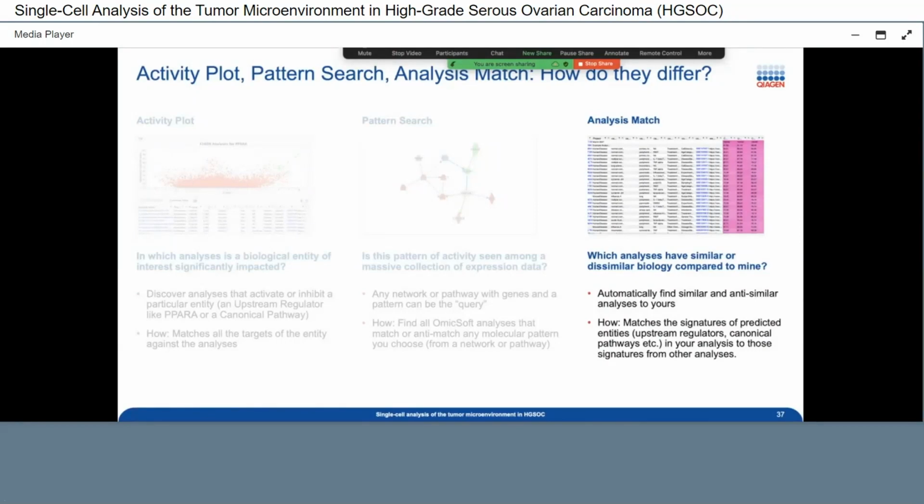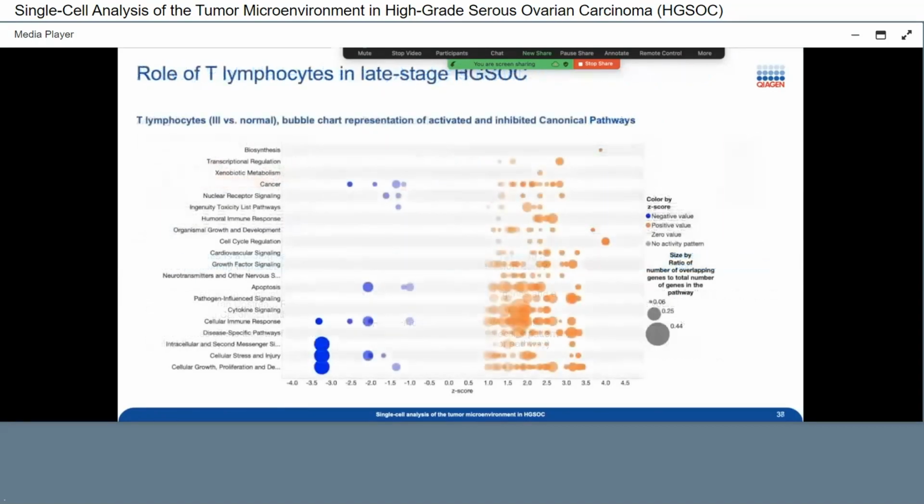And like that, you can see if your own data set that you're going to query against has any similarity with any other data set, and in what context. Let me give you an example. But first of all, I would like to show you a very nice representation we have right now for the canonical pathway. It's a bubble chart. And I just wanted to show you customizations.